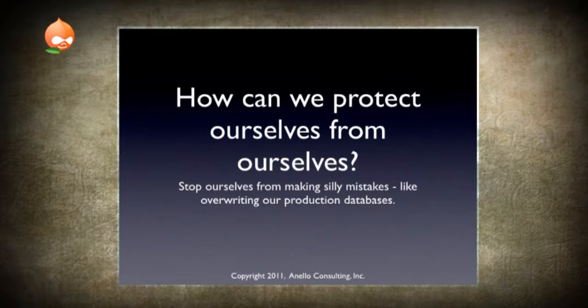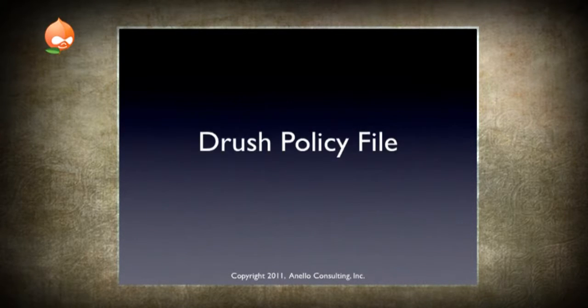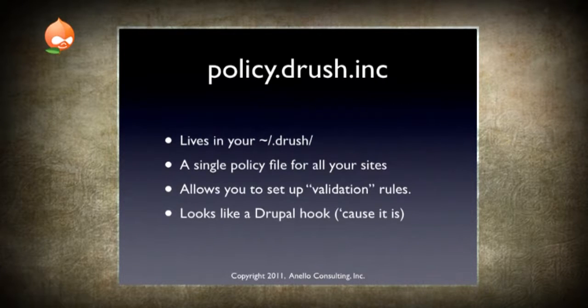So going back to what Colleen said, how do we protect ourselves from doing stupid stuff, like overriding production databases? Well, it's actually quite easy. There's a policy file, and it's policy.drush.inc. It's going to live in the same place as your aliases file. It doesn't go by group. Maybe that's coming in a future version of Drush, but you can only have one policy file, and it kind of governs all of your sites.